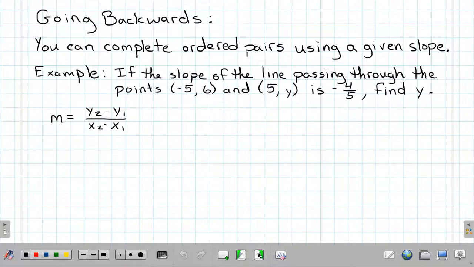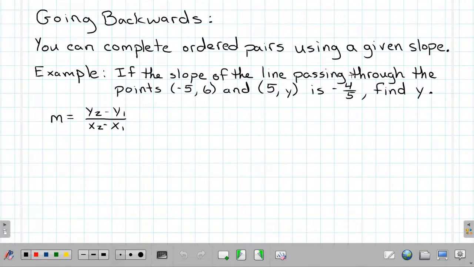Now, the last part of this is going to be the trickiest part, so we got a few examples to go through here. This is going to take probably the most time. I know this is already a long video anyways, but if you know the slope formula, you can actually work backwards and complete ordered pairs using a given slope. So if you already know the slope of a line, basically the rate of change, you can work backwards and tell what one of the original points was, if you know the other point.